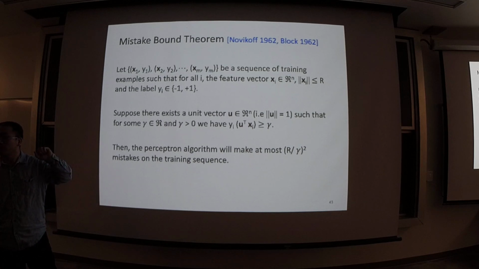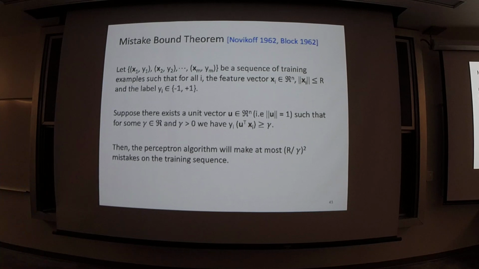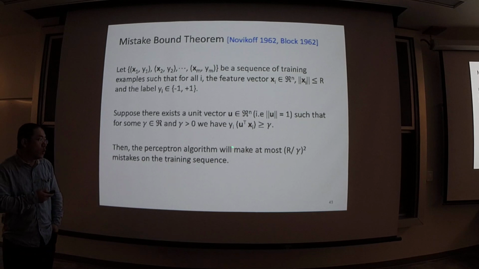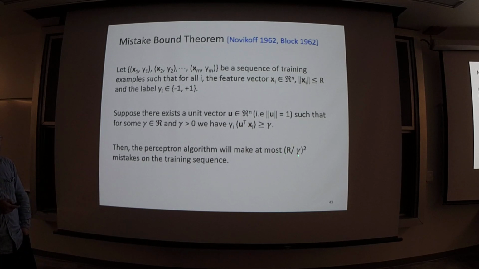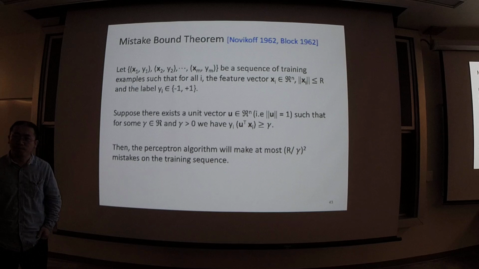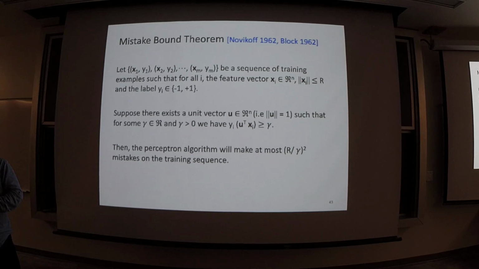Any question? Okay, so given these two conditions, we can claim that the perceptron algorithm will make at most (R over gamma) squared mistakes on the training sequence. So R is the upper bound of the length of all the input vectors in your training data, and gamma is the margin for some separating hyperplane.